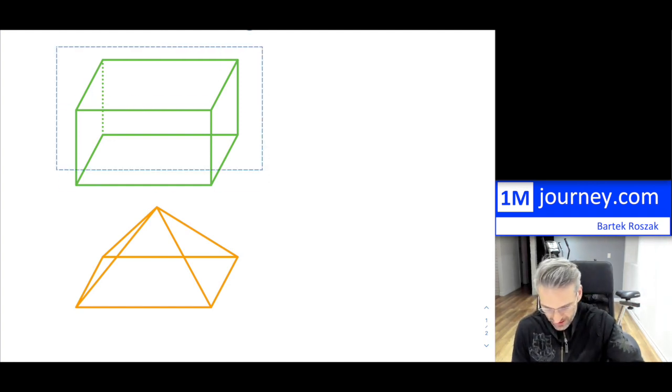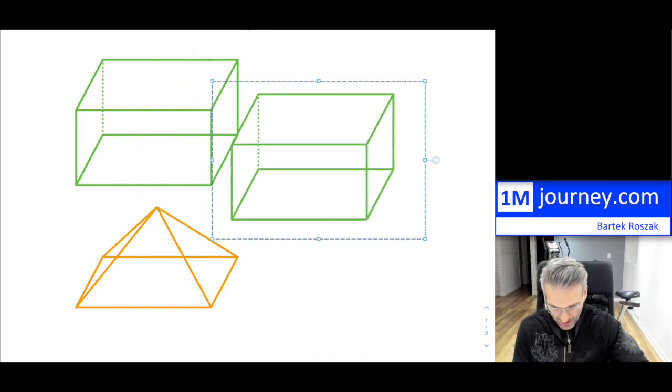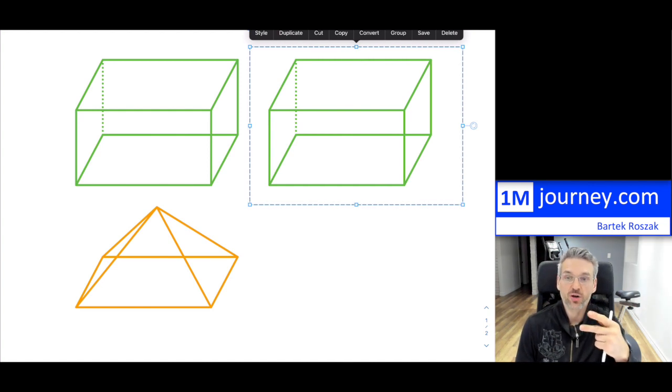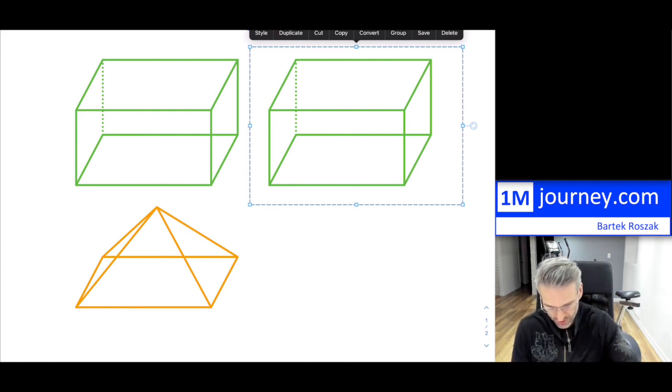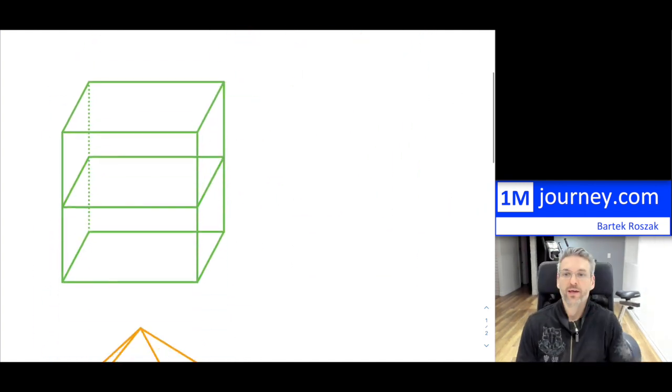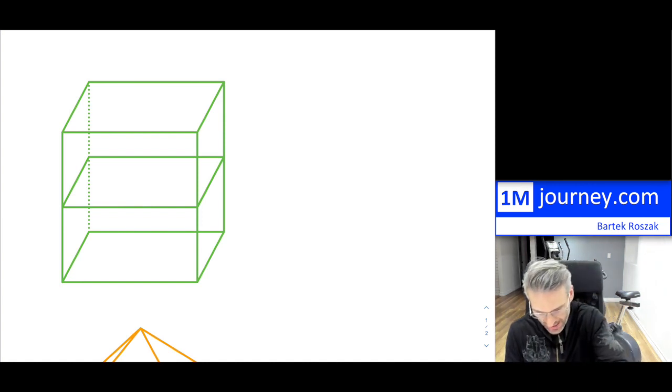I'm going to take this one and duplicate it. So here is another one that I have in here, and I'm going to stack them on top of each other. That means I have twice the volume of the original. Here they are stacked on top of each other. So that's what we have presently.